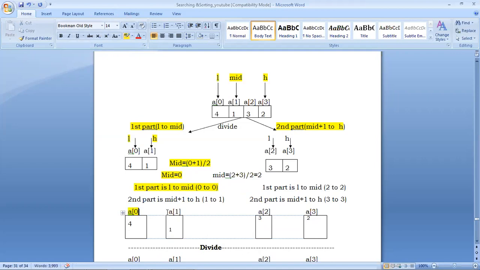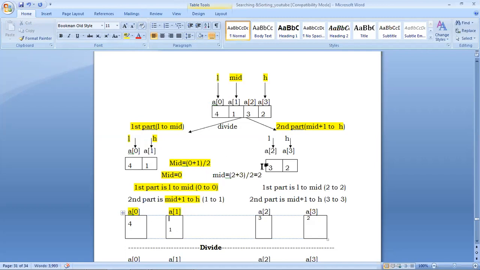Then the second part is from mid plus 1. What is the mid index we calculated? We calculated mid index as 0. So 0 plus 1 is 1, so 1 to 1, from mid plus 1 to H, is the second part. Here everywhere you have to split the array into two parts. First part is from L to mid, second part is from mid plus 1 to H. Now this first part with two values is split into two parts. Now each part contains only one value. A of 0 contains one value, that is 4. A of 1 contains one value, that is 1.